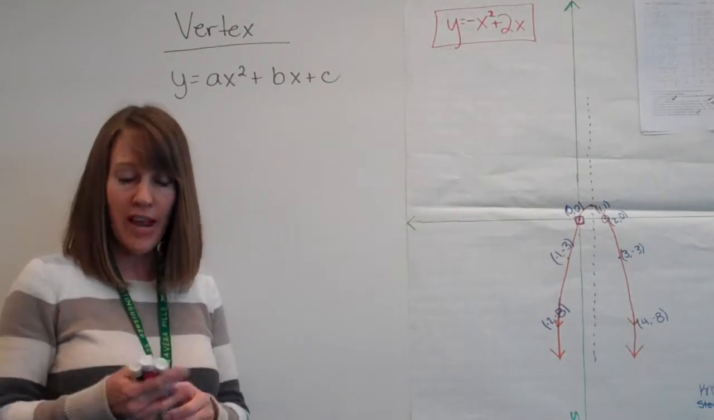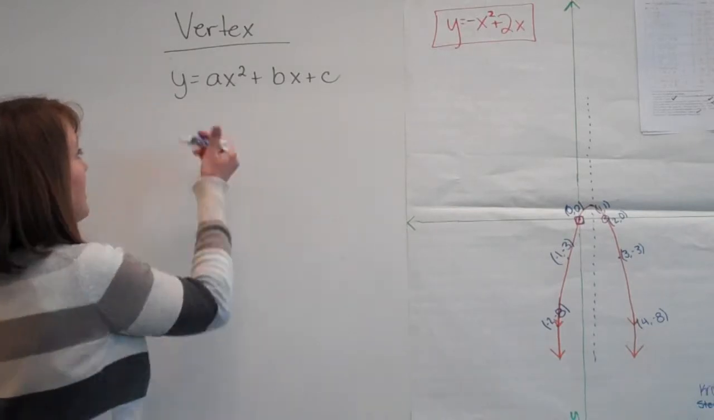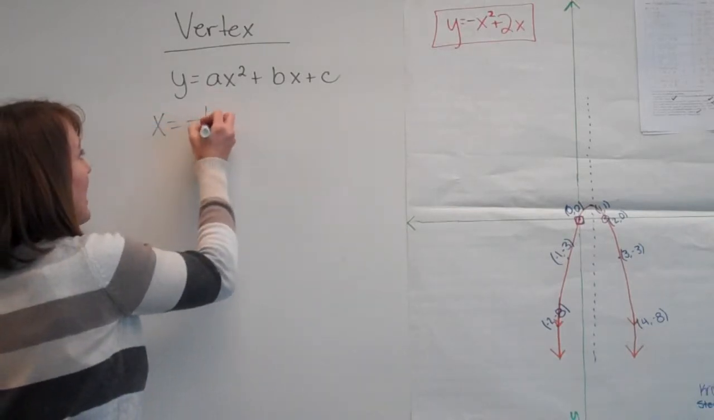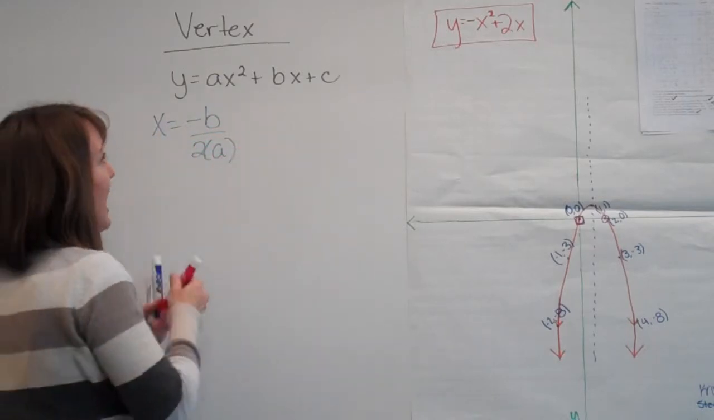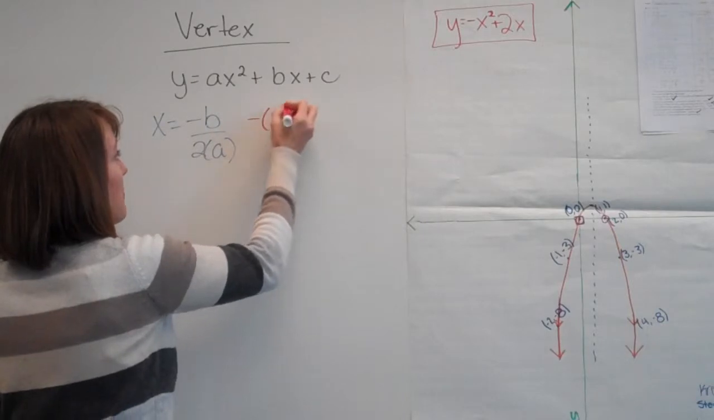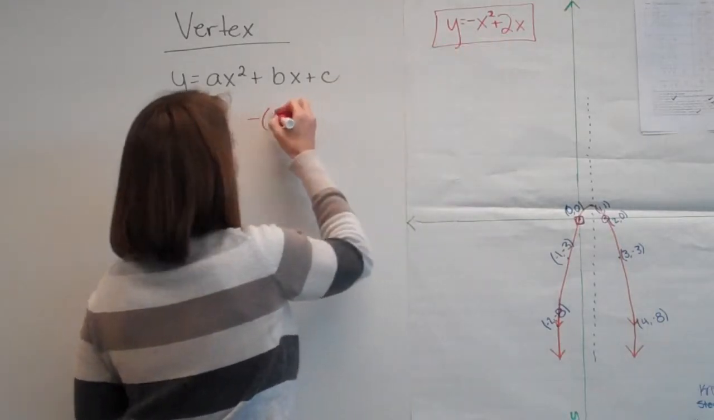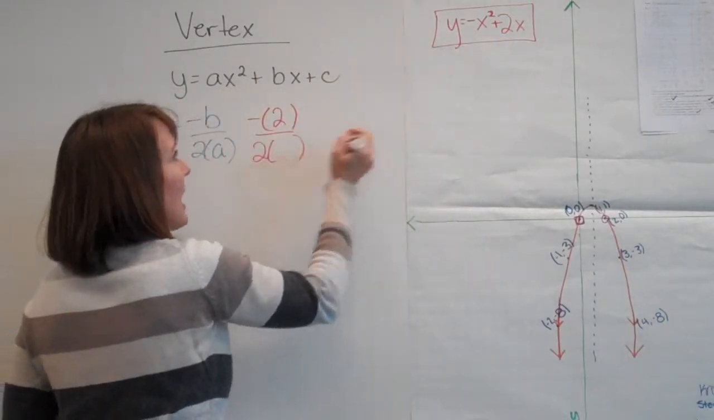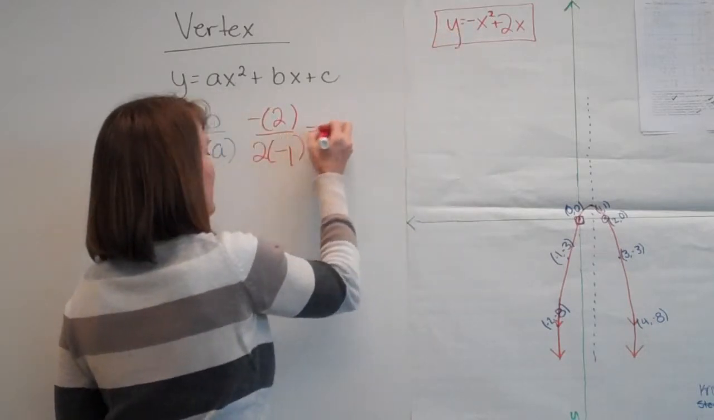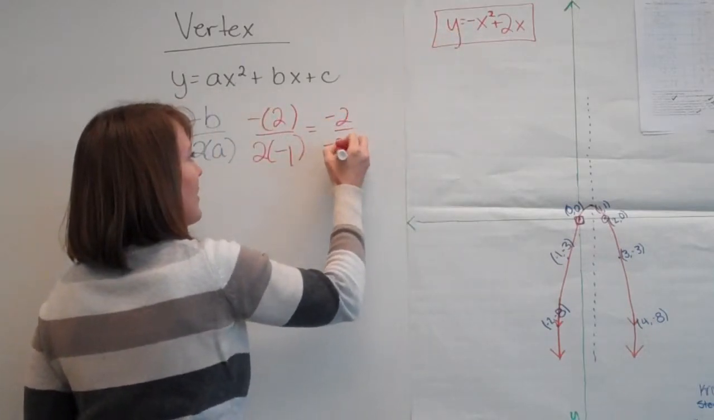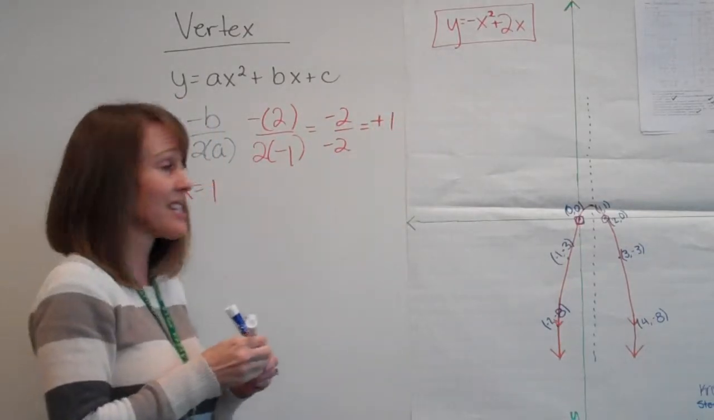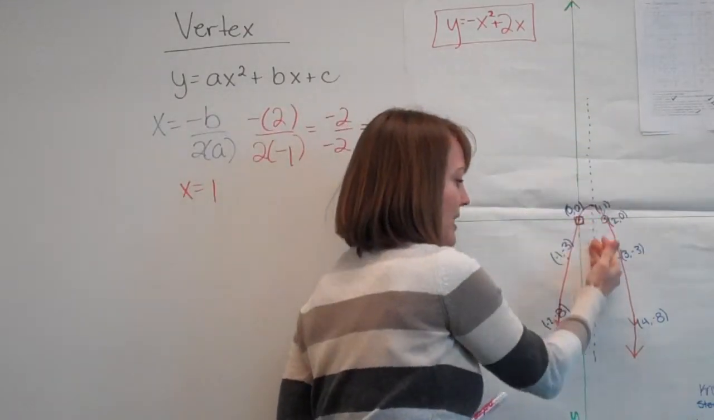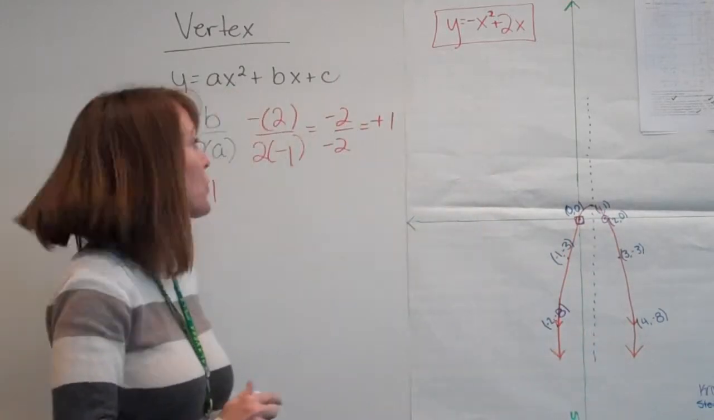We already know how to find the line of symmetry. We know the line of symmetry is x equals negative b divided by 2 times a. And we've already figured this out, that our negative b was 2 divided by 2 times a, which was negative 1, and we said that our line of symmetry then was positive 1. And we've already looked at that and said, yep, that was true. X equals 1 was our line of symmetry.